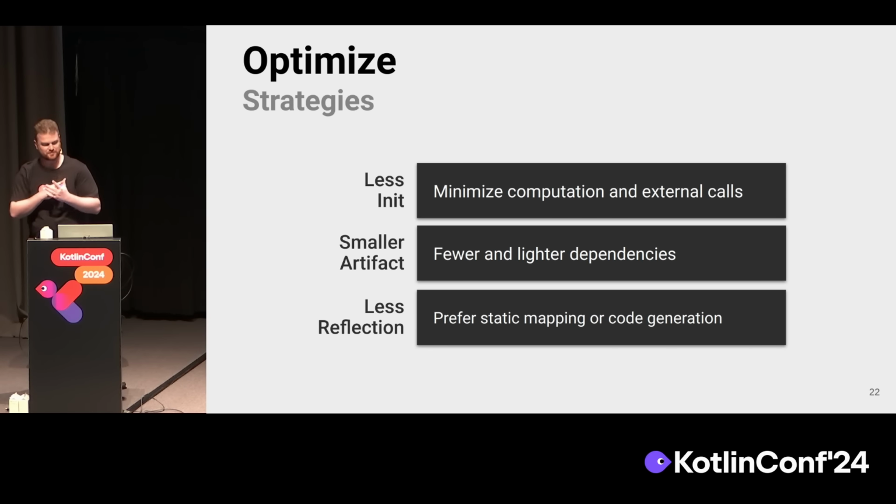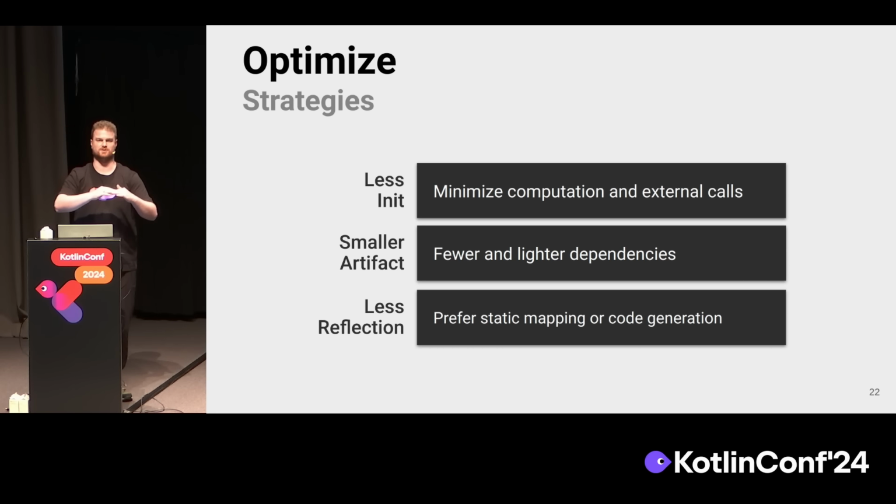Now, there are 3 ways we can do this. Minimizing the init. That's basically getting rid of all the computation, so all the Spring reflection that happens, get rid of it. Getting rid of external calls to get secrets. It's much better to embed those into the environment. Now, I don't actually really know if that's secure, but I do it. Or you just use something like AWS, what's it called again, KMS at runtime.